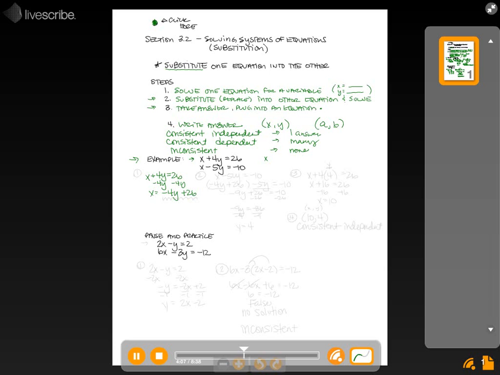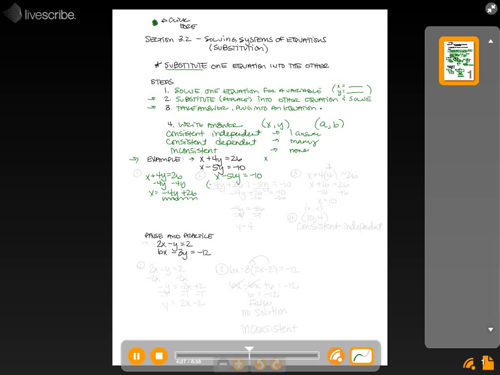Step 2 says we're going to substitute what we got in step 1 into the other equation. Well, here's the other equation: x minus 5y equals negative 10. So every place we see an x, we're going to substitute in, or replace, x with negative 4y plus 26.